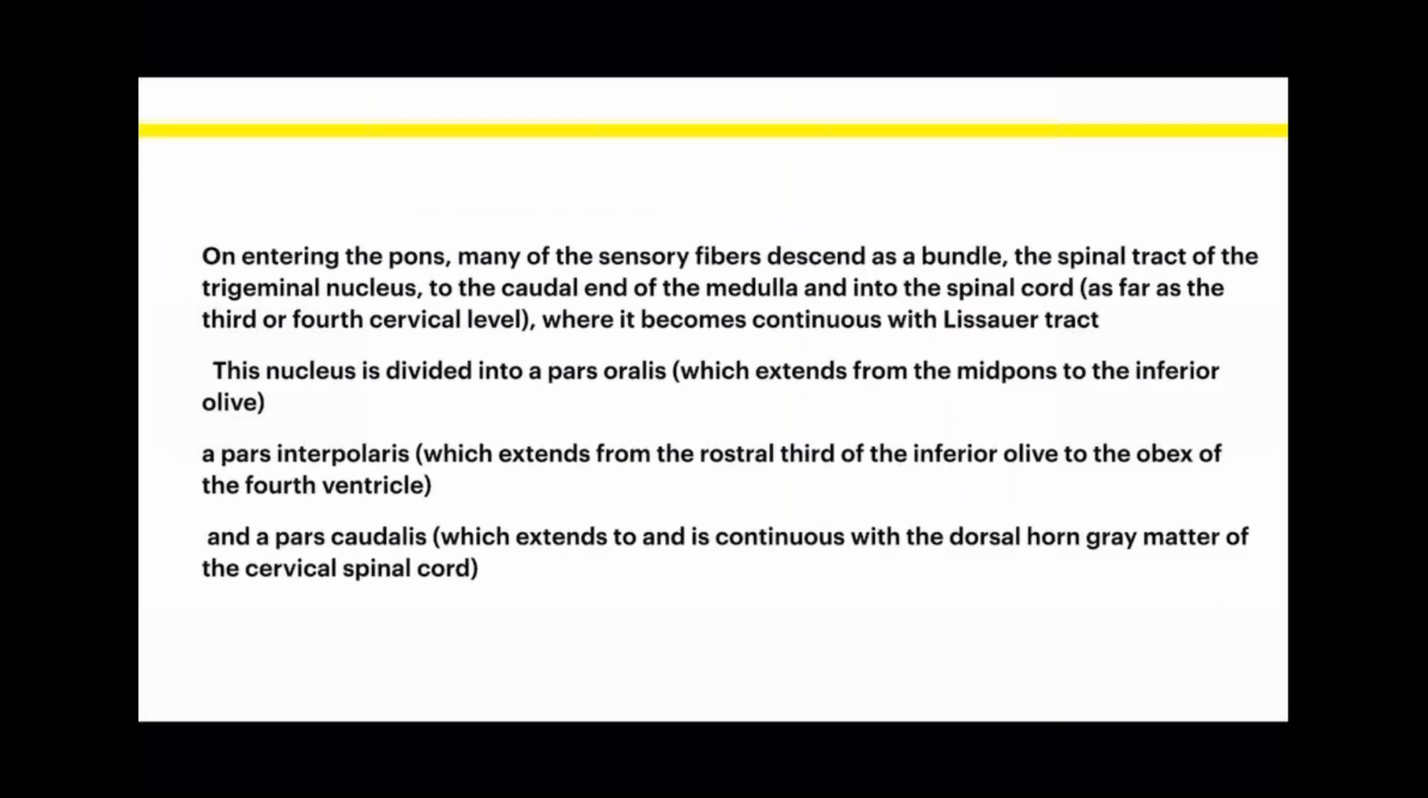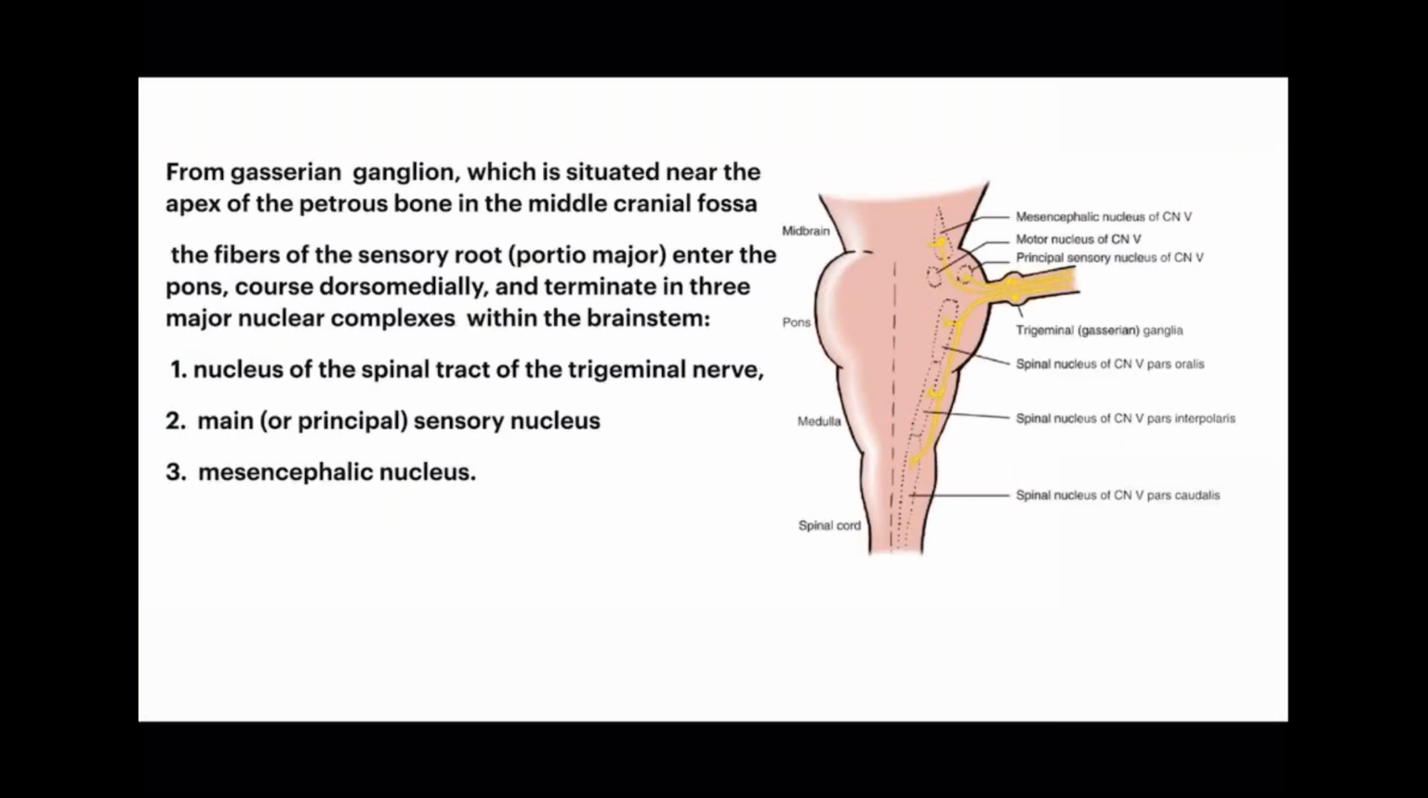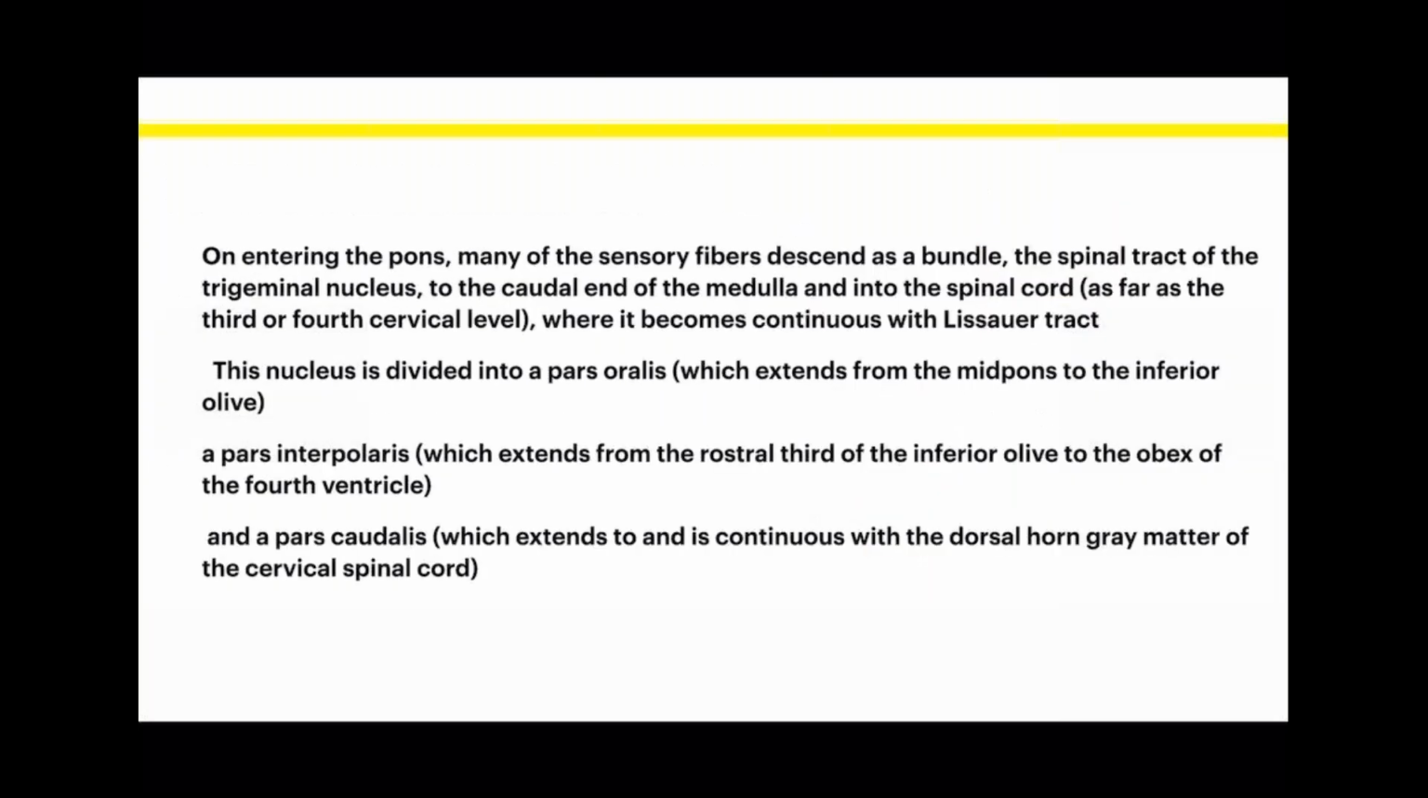So these sensory fibers, when they enter the medulla, make a bundle and form the spinal tract of the trigeminal nucleus, running to the caudal end of the medulla, which is down to the end of the spinal cord as far as the 3rd or 4th cervical level. This nucleus, as we mentioned, divides into 3 parts, and this is like a repetition of the above.